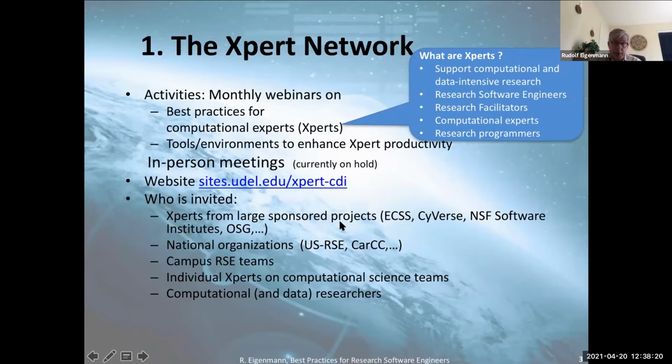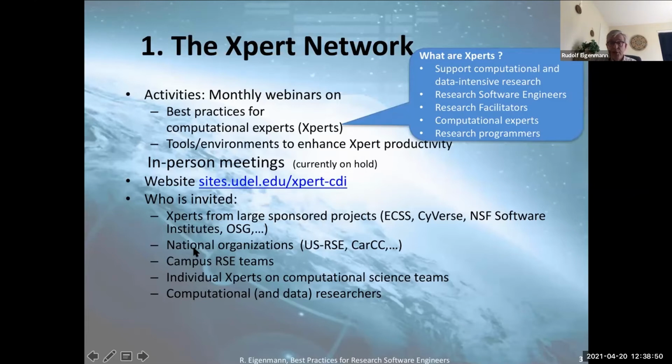The biggest one really is ECSS. But there's also another NSF project that you may be aware of, Cybers. There are the NSF Software Institutes. There's the Open Science Grid, many large projects that have several experts, research software engineers that help the user community. We want to bring those together and essentially synergize. I'll get to that in just a second.